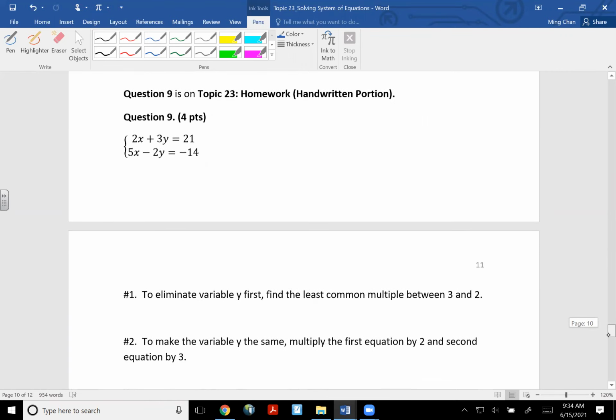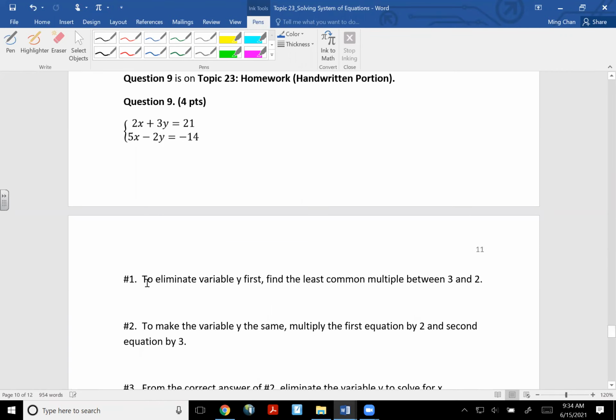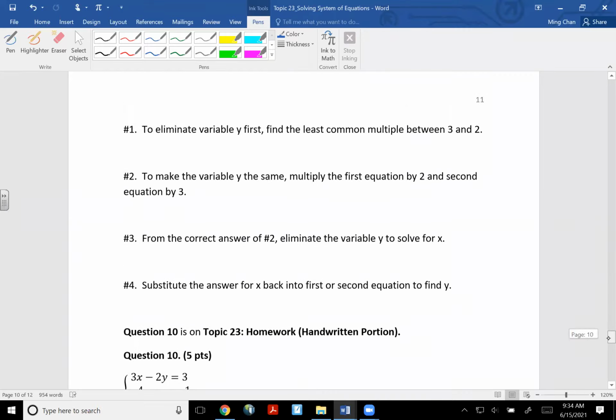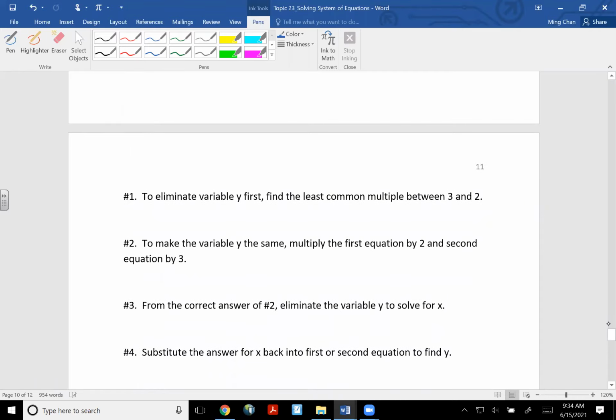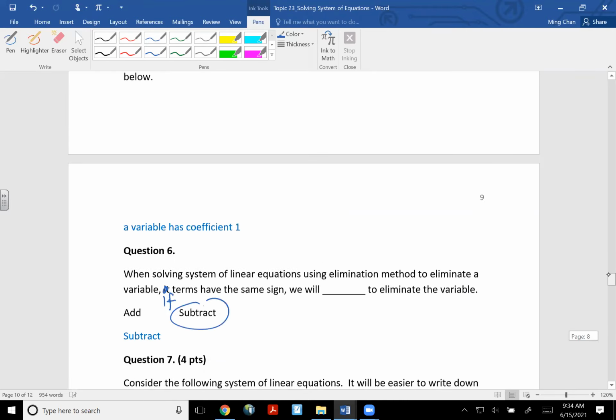Number 9, to eliminate the variable y first, find the least common multiple between 3 and 2. So I want you to eliminate y, so find the common multiple between 3 and 2, which is 6, right? To make the variable y the same, multiply the first equation by 2 and the second equation by 3, and you can write down the answer right here. From the answer you get for number 2, you eliminate the variable y and solve for x. So that will be right here.